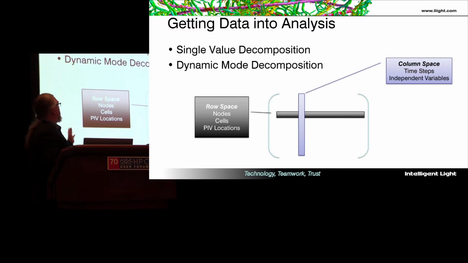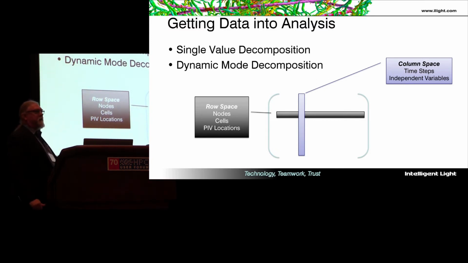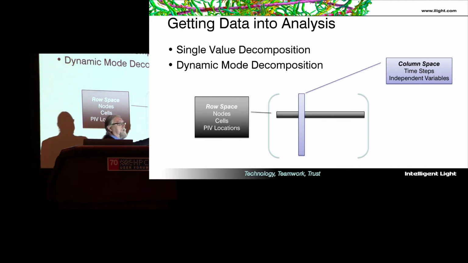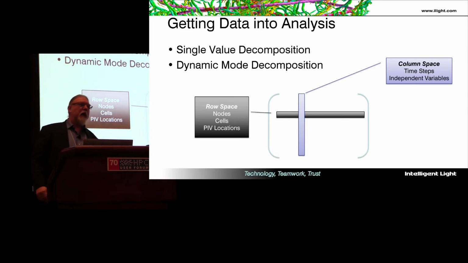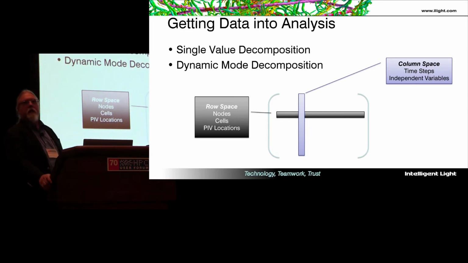This is a very simple thing, I like a simple picture. Getting data into analysis: you have row space and column space. You have an unsteady calculation. Every time step is a column, and every row is a node. So if you've got a billion cell calculation in 3D, you need a billion rows. That's definitely a problem for HPC. A billion rows and 1,000 time steps is a huge parallel matrix solve problem. That's the interesting stuff for us.